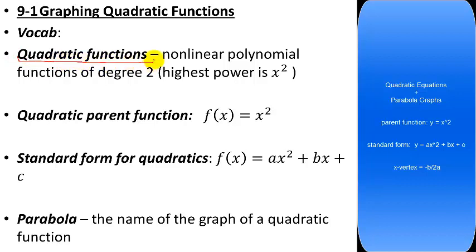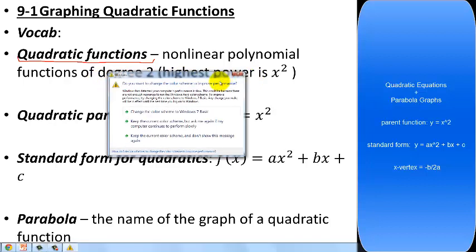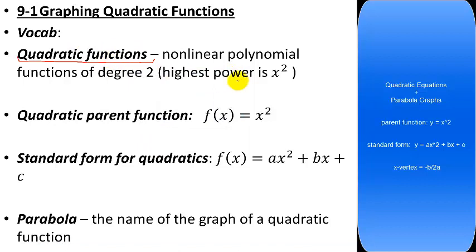A quadratic function is any nonlinear polynomial of degree 2. So you already learned nonlinear means when you graph it, it won't be a straight line, it'll be curved. Polynomial is a sum of terms, each of which can have variables, coefficients, and only positive exponents. So the degree of a polynomial is the highest power of the exponent. So degree 2 means the highest power in your quadratic function is going to be an x squared.